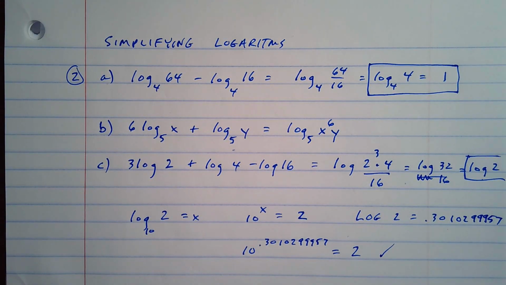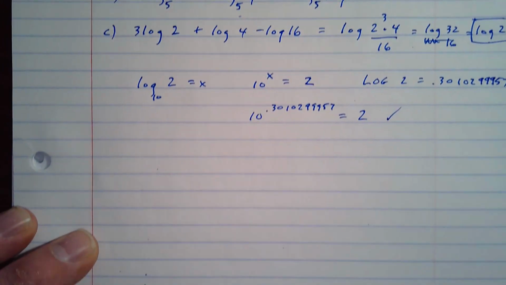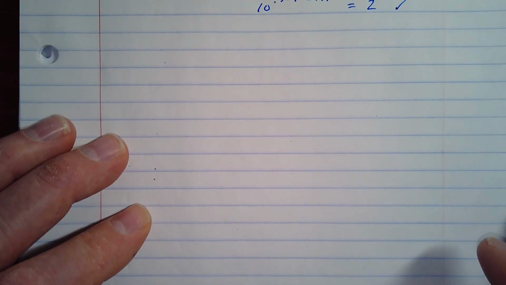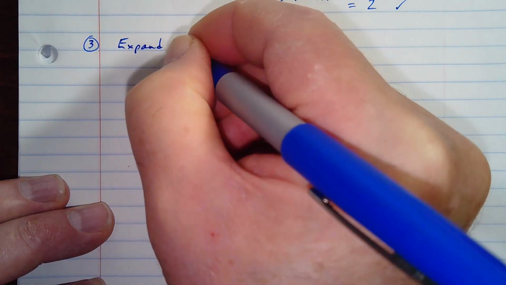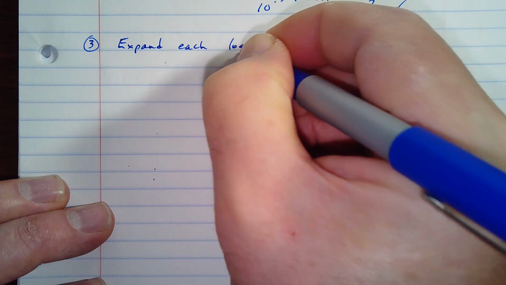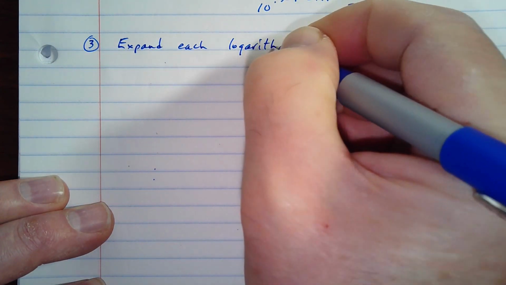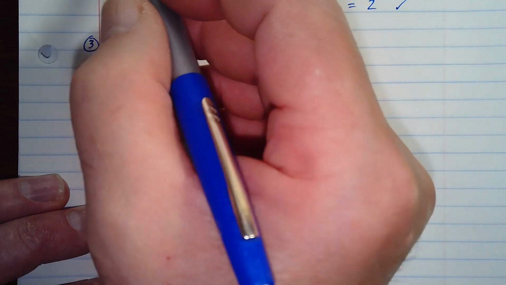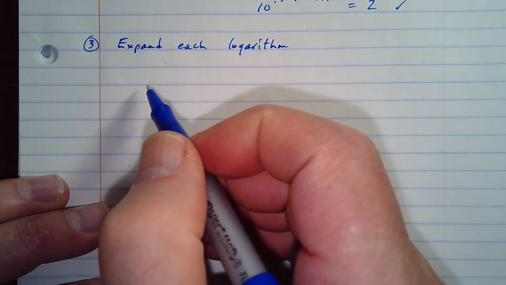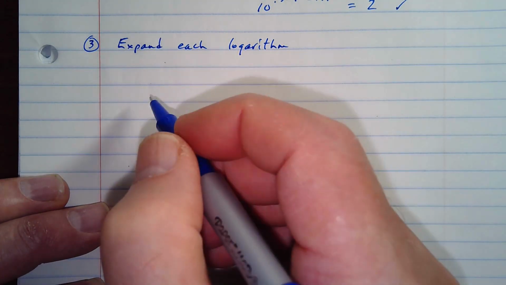All right, last example does the opposite, is just going to have us expanding these logarithms. This instruction would simply be expand each logarithm. Basically the opposite of what we were just doing. So can you simplify it if it's expanded? Can you expand it if it's simplified? That's really the goal of today's lesson.